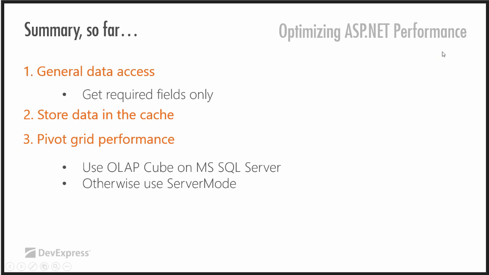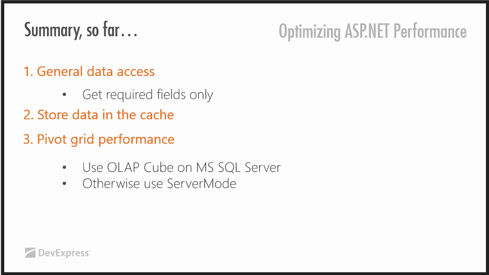Last week we covered the 3 major tips that I covered. The first one was general data access, and that was talking about how to get required fields only. That meant not just if you were doing a SQL query, but let's say you were using some kind of model. And then I talked about using something called a data transfer object. If you haven't seen it, this video of part 1 is available on YouTube.